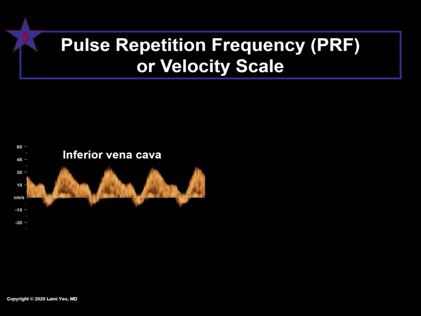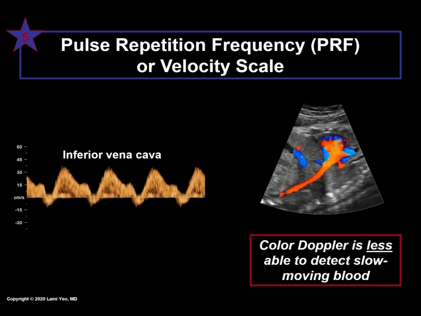The first reason why the PRF or velocity scale must be optimized all the time for color Doppler sonography is that compared to pulse Doppler imaging, color Doppler is less able to detect slow-moving blood, such as in the fetal inferior vena cava. The left image shows the pulse Doppler waveform, while the right image shows color flow through the IVC, represented in red, towards the transducer.